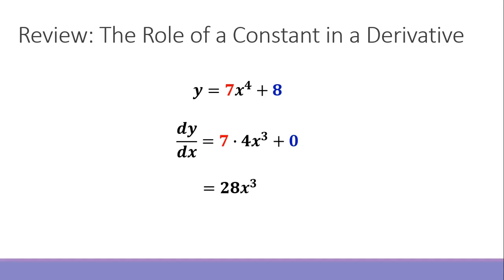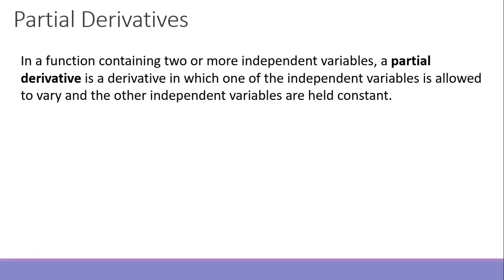So keep in mind we have to be able to identify what the constant is in our function before we take the derivative of that function. So let's look at a definition of what a partial derivative is. If we have a function that contains two or more independent variables, a partial derivative is a derivative in which one of the independent variables is allowed to vary, and the other independent variables are held constant. In other words, we will consider one of the variables to truly be a variable, and all of the other variables to be considered constants.